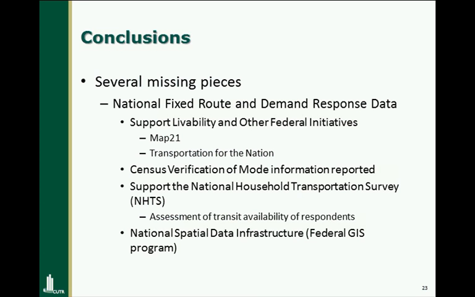And then the final component, since I'm a GIS person and I work in the National Spatial Data Infrastructure world: the federal GIS program is looking to create a data repository of all things GIS, including all modes of transportation, sort of an offshoot of the Transportation for the Nation effort from the Bureau of Transportation Statistics. So again, these several missing pieces do hurt our ability to develop a national livability measure on a broad scale, but it also can support other efforts, which we think is very vital as we move forward in this world. So those are our conclusions.